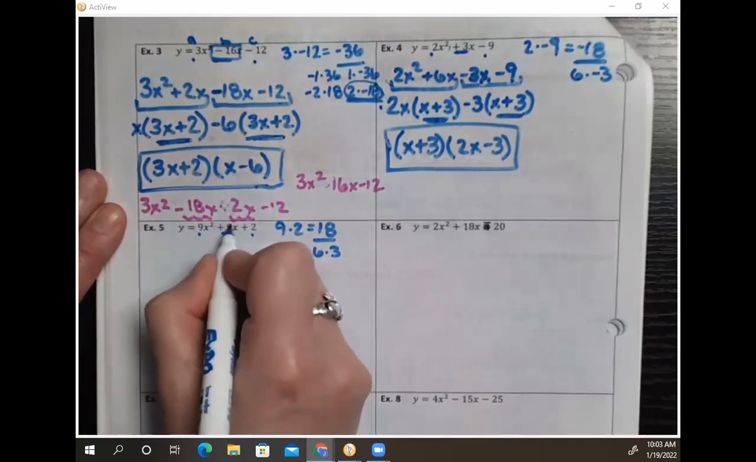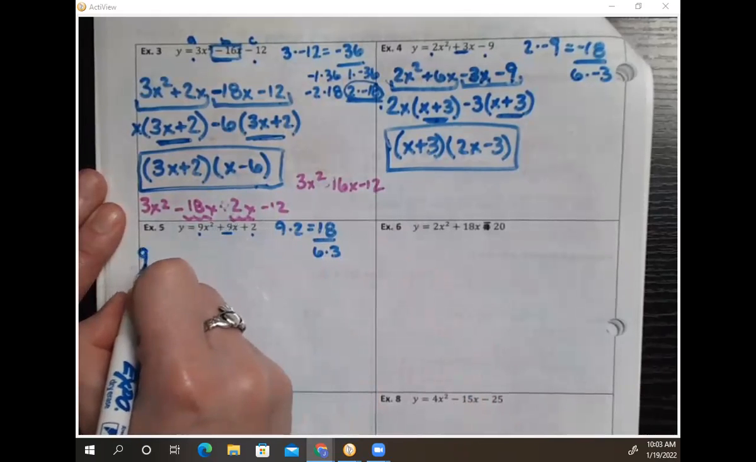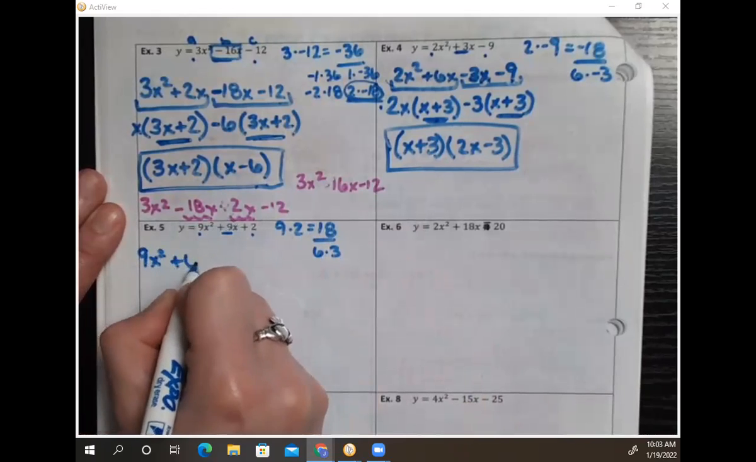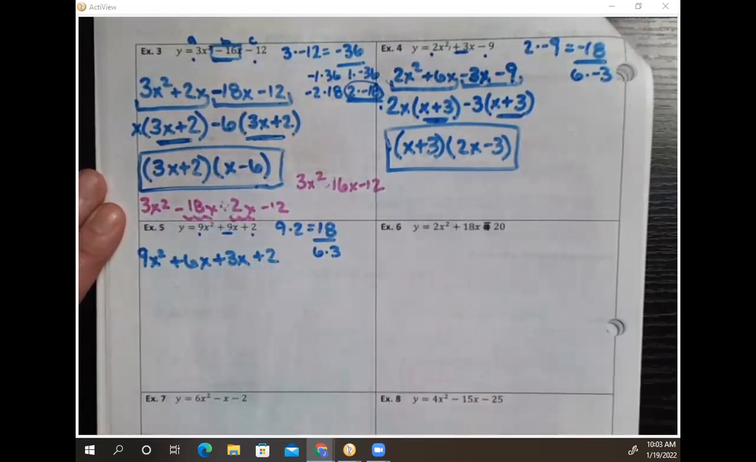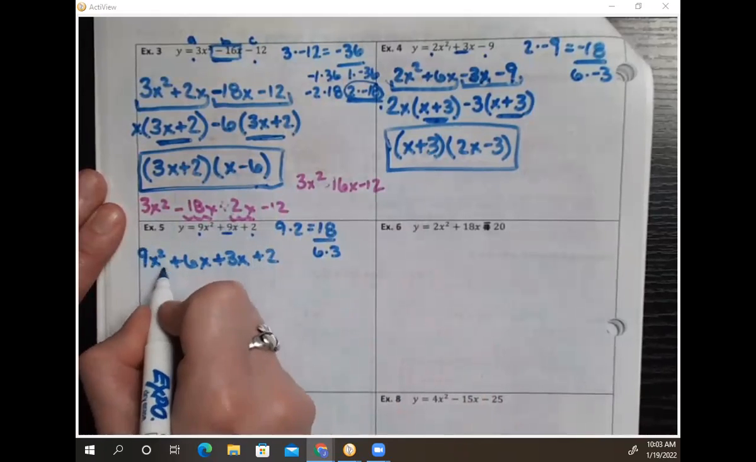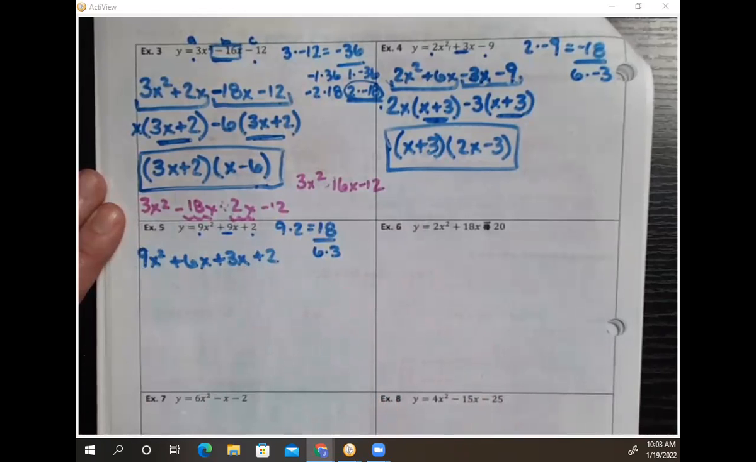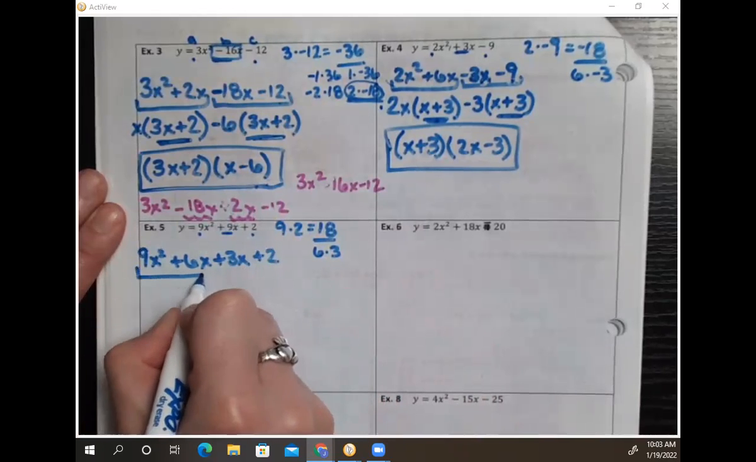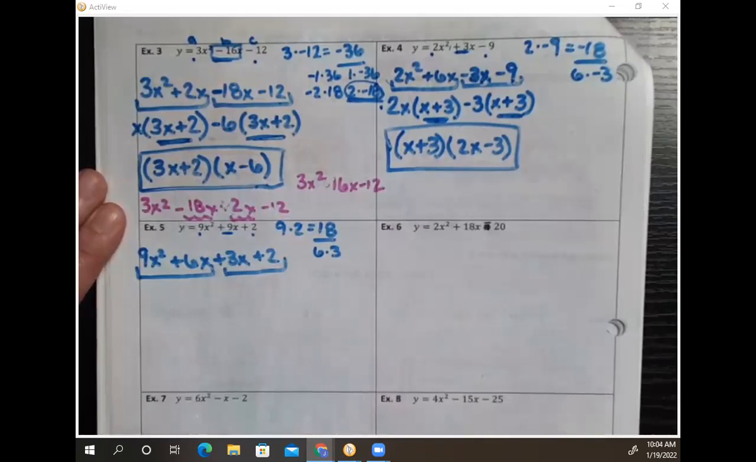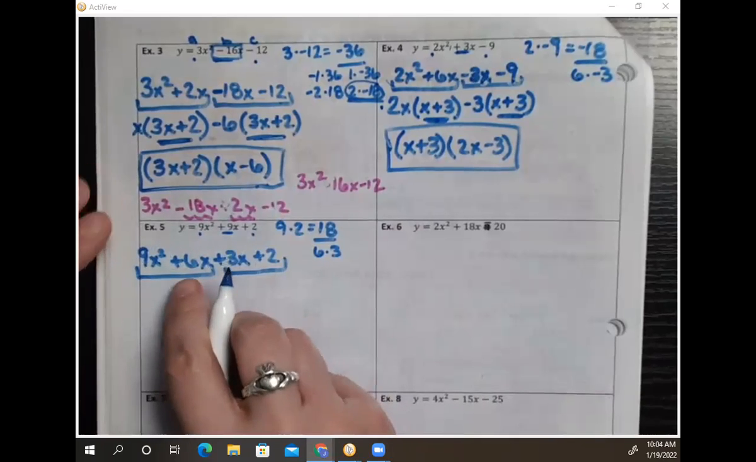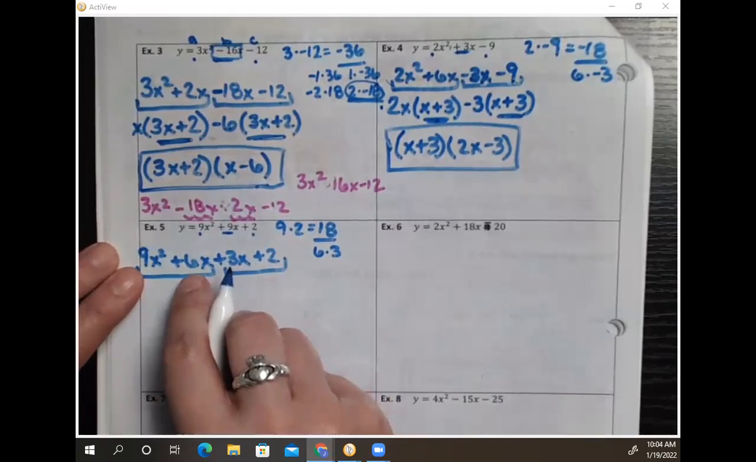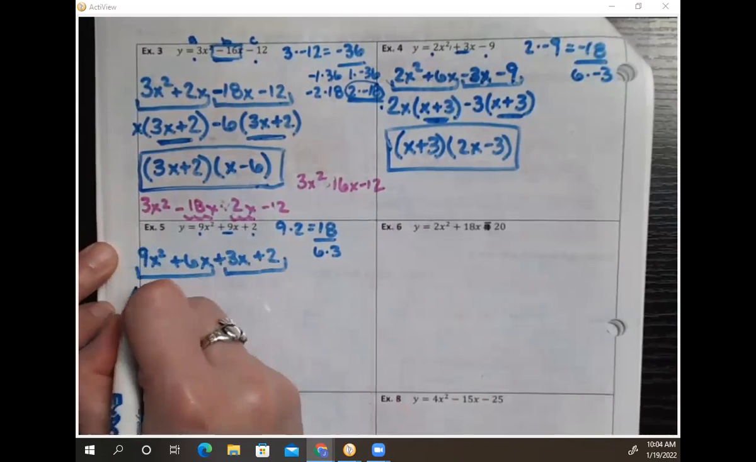So I'm going to use these factors to split up the middle. That gives me 9x squared plus 6x plus 3x plus 2. Remember, my first term stays the same and my last term stays the same. And now I'm going to break this up into 2 groups. And I'm going to look for the GCF for each group. For my first group, can I divide 9 and 6 by the same number? What can I divide them both by? 3. They have a GCF of 3.